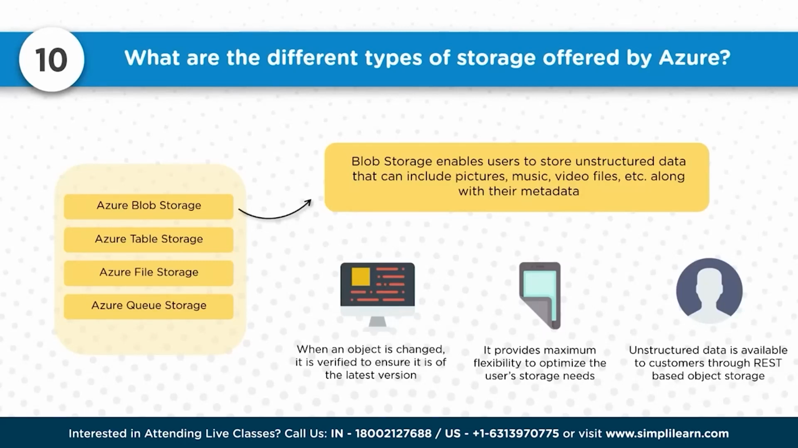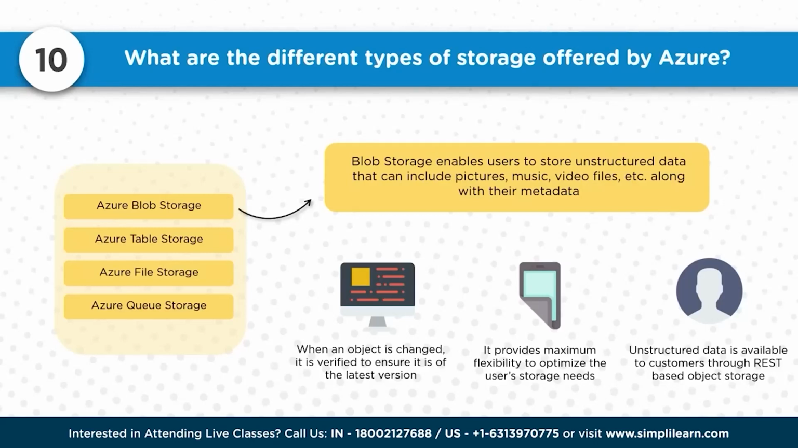So let's expand one after the other. Now, blob storage is nothing but a massive scalable object storage, and that's very good for storing text and binary data. And Azure Blob Storage is Microsoft's object storage solution for the cloud. Now, blob storage is optimized for storing massive amounts of unstructured data that can be in the form of text or in the form of binary data.